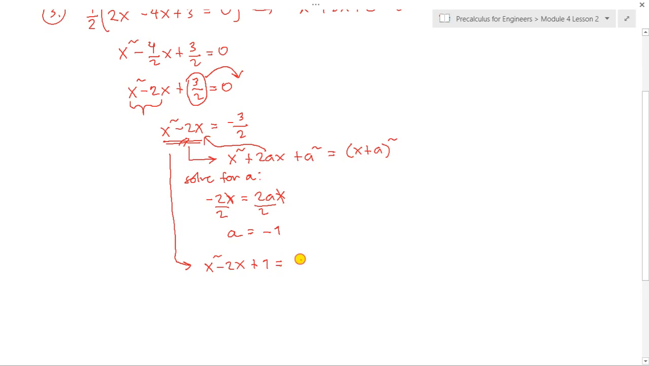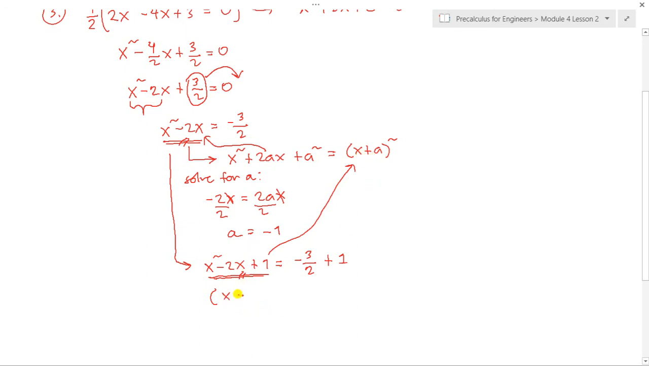Then copy the constant kanina na negative 3 halves. Since nagdagdag tayo ng 1 sa left side, so dagdag din tayo ng 1 sa right side. So that is plus 1. So here we now have this one. Itong forma na to is already a perfect square. And what is its factor? So again, balik tayo dito. So that is just x plus a squared. Ano yung a natin? Negative 1.